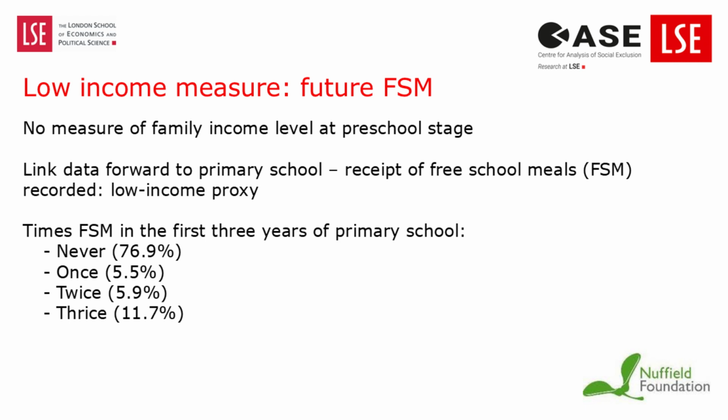And in this autumn-born cohort that we're looking at, about 77% of children never get free school meals in early primary school, so we assume them to be higher income. About 5.5% get free school meals once, 5.9% twice, and nearly 12% get free school meals all the way through early primary school, so they're the sort of presumed lowest income, persistently poor children.